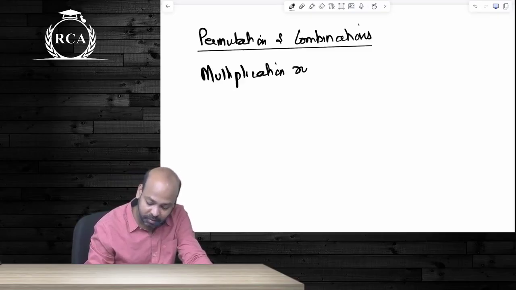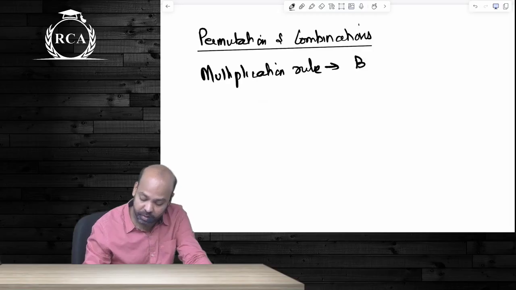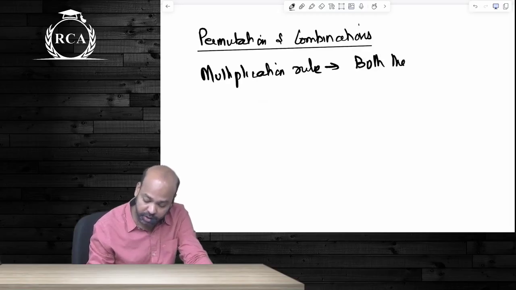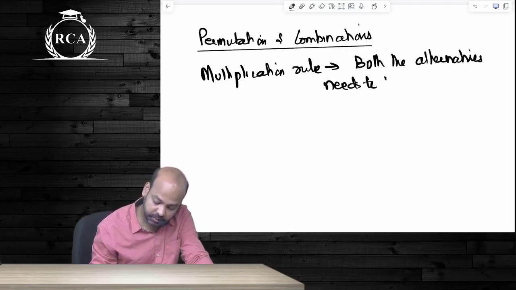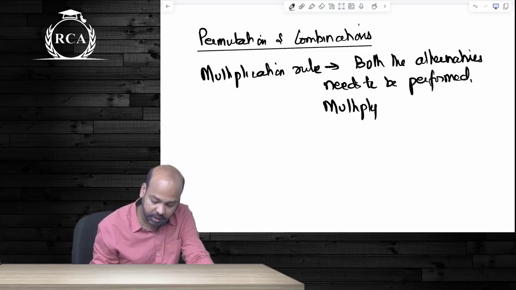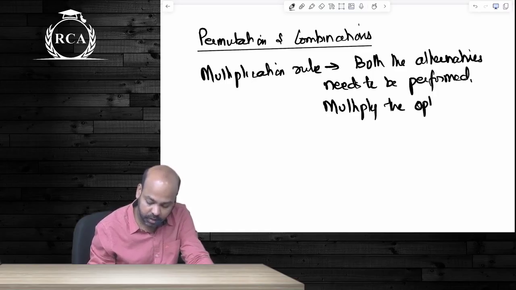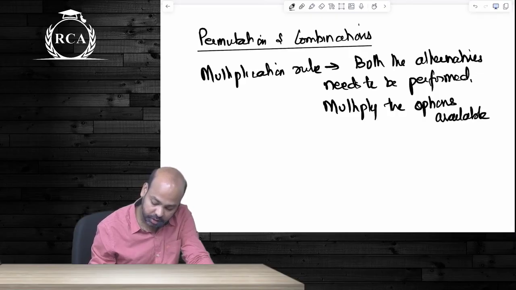Write then. Multiplication rule, guys. Both the alternatives need to be performed. That is why, what will you do, beta? Multiply the options available under each of them. Multiply the options available under each alternative.